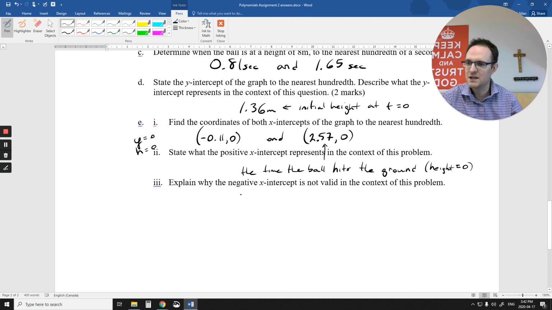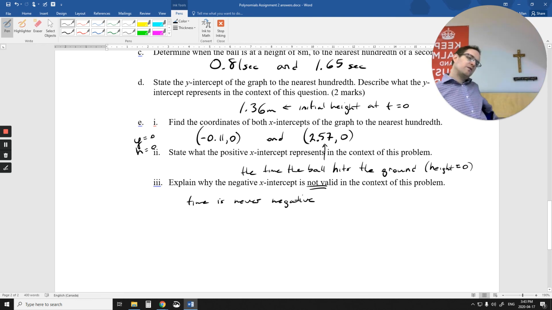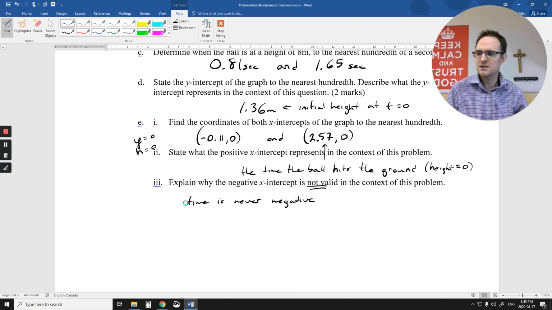Now, why is the negative one not a valid answer? Because this means it has negative time. Time is never negative. Unless you're looking back in time, it just doesn't make sense that the ball would be on the ground in the previous history. I guess you could have picked it up and then threw it, it'd be kind of weird. Time is not negative in these kind of questions. It just doesn't make any sense.